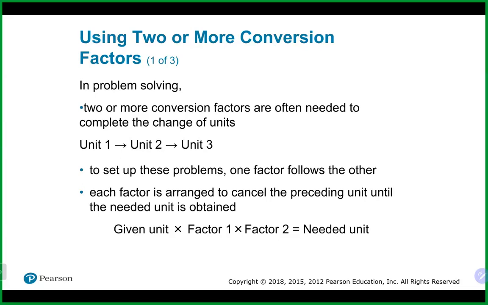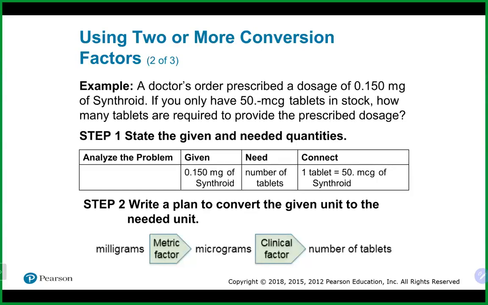What I would recommend is, as we talked about previously as well, if you are going to do it step by step and you have multiple conversions you need to do, try not to round until the end. So keep a good amount of digits until the very end and then round at the very end. Again, so you don't move yourself too far away from the correct answer. So for example, here, if you're prescribed a dose of 0.15 milligrams, and you have 50 microgram tablets in stock, how many tablets do you need?